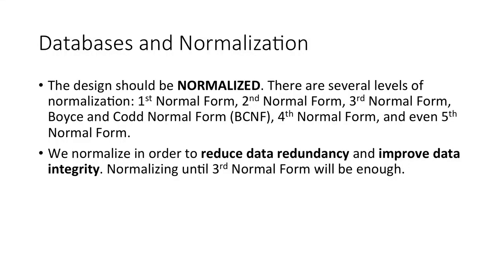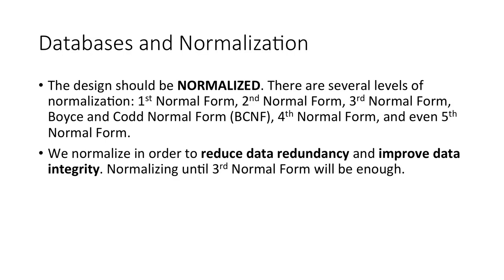Once you have identified what records should go into the system, you can then start to create a design for the database. The design should be normalized. There are several levels of normalization. First normal form, second normal form, third normal form, Boyce-Codd normal form or BCNF, fourth normal form, and even fifth normal form. We normalize in order to reduce data redundancy and improve data integrity.